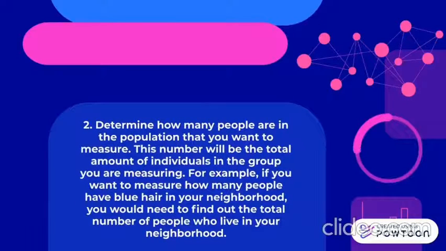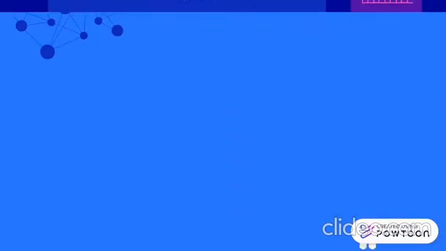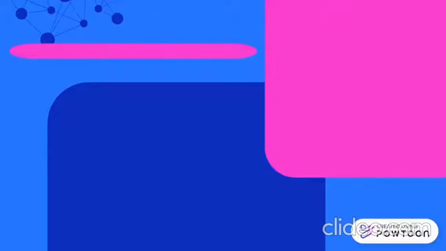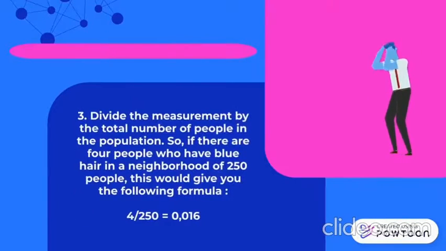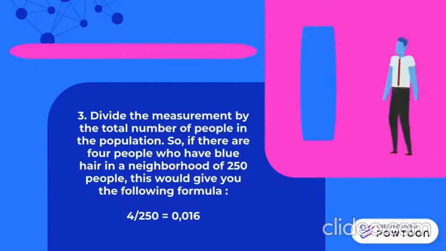For example, if you want to measure how many people have blue hair in your neighborhood, you would need to find out the total number of people who live in your neighborhood. 3. Divide the measurement by the total number of people in the population. So, if there are 4 people who have blue hair in a neighborhood of 250 people, this would give you the following formula: 4 divided by 250 equals 0.016.